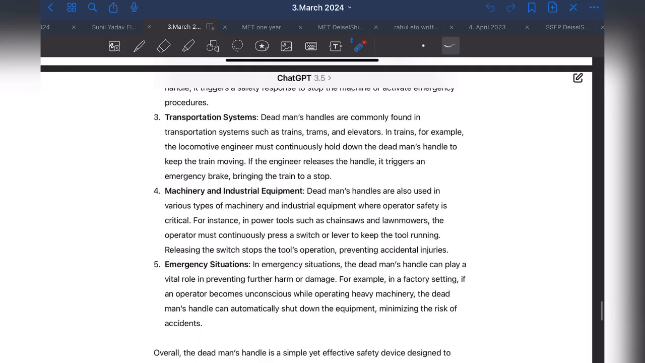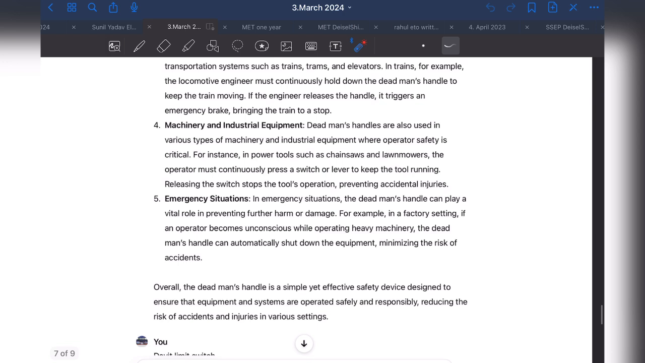Transportation systems. Actually, this is a generic statement about the deadman switch. Otherwise, the function is the same in our lifeboat, rescue boat also. Transportation systems. Handles are commonly found in transportation systems: trains, trams, elevators, etc. So these are generic lines. Machinery and equipment. Deadman handles are also used in various types of machinery and industrial equipment.